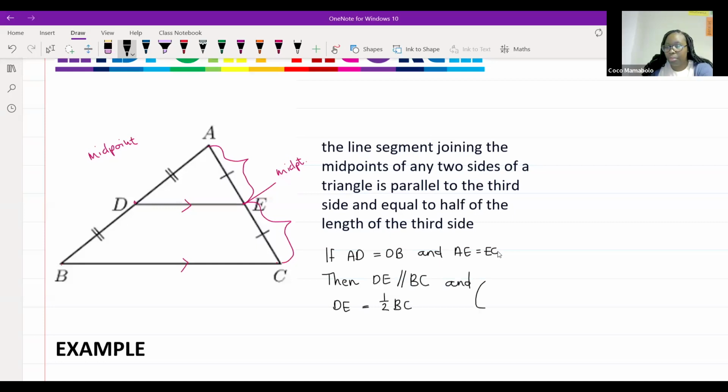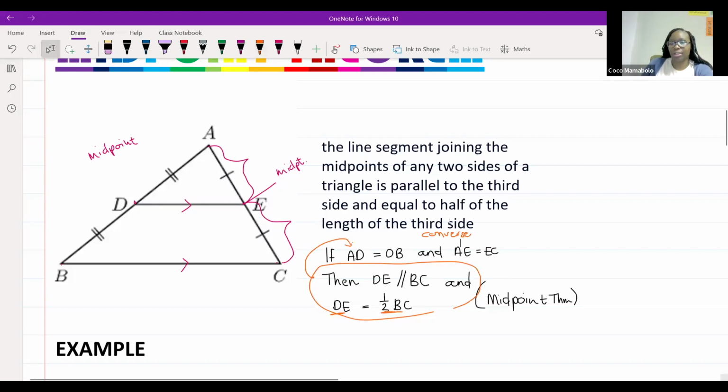Now remember, if they give us this information, if they say to us that DE is parallel to BC and that DE is half the size of BC, then we can say that AD is equal to DB and that AE is equal to EC. But in this case, because we're going opposite, it becomes the converse. It goes in the opposite direction.